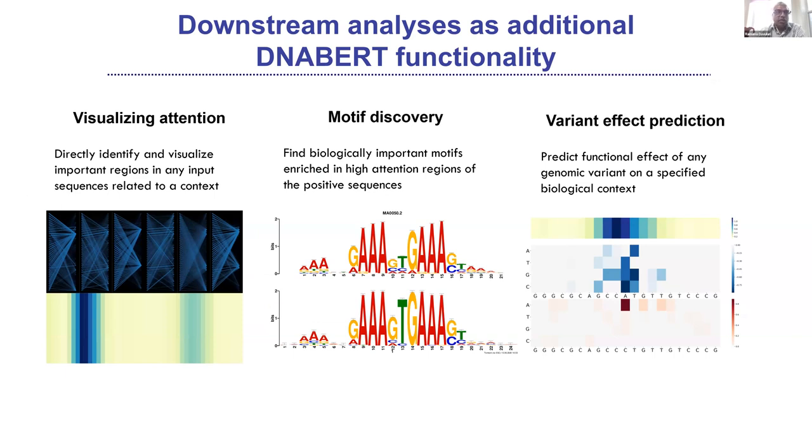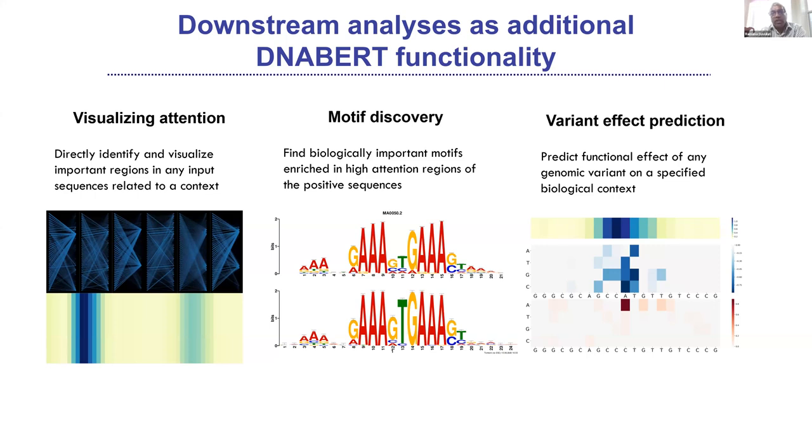Once we have that pre-trained model and the fine-tuned models, DNABERT can do lots of downstream analysis. You can visualize important regions. For example, you give a sequence to DNABERT, and the sequence is predicted as a promoter or not a promoter. We focus on functional sites. Let's say it is predicted as a promoter. Then which regions within that sequence are very important to make the decision? Those are called high attention regions. DNABERT helps to visualize those regions.